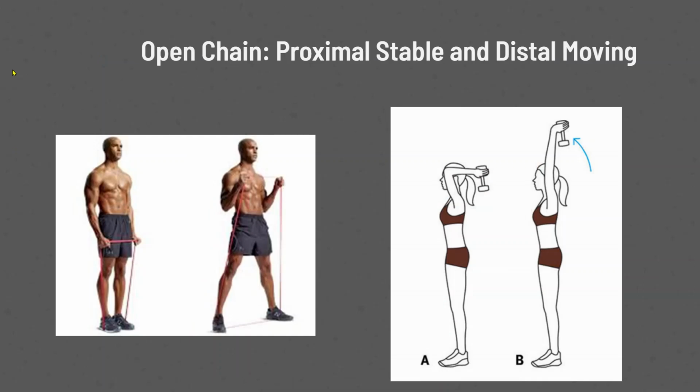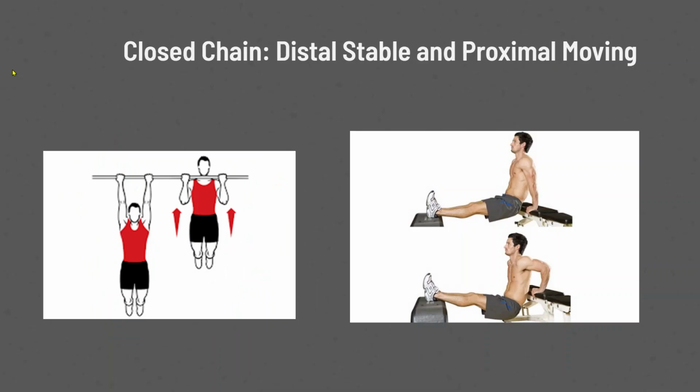So here are two examples of open chain. The proximal is stable and the distal is moving. So on the left, even though he's moving a rubber band, or a TheraBand, it's still moving. It's as if he has a dumbbell in his hands. That is still an open chain elbow flexor movement. On the right, the dumbbell is moving, and so that is an open chain elbow extensor motion.